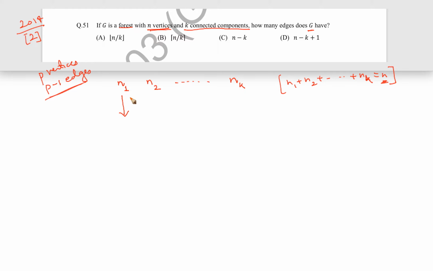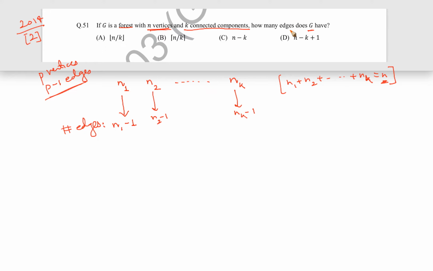So similarly, this particular connected component, and this is a tree, I know that it has n1 vertices. How many edges will it have? It will have n1 minus 1 edges, right? This will have n2 minus 1 edges. Similarly, this thing will have nk minus 1 edges. You understand, right? So these are the number of edges in the particular connected components.